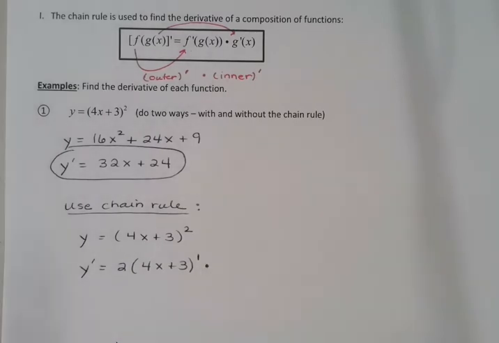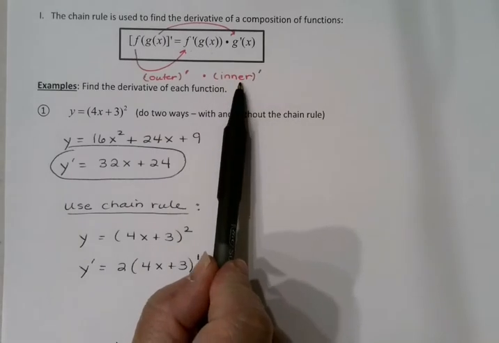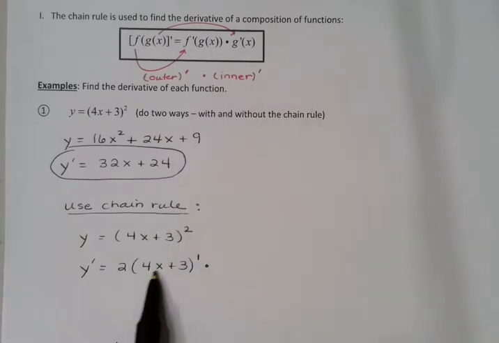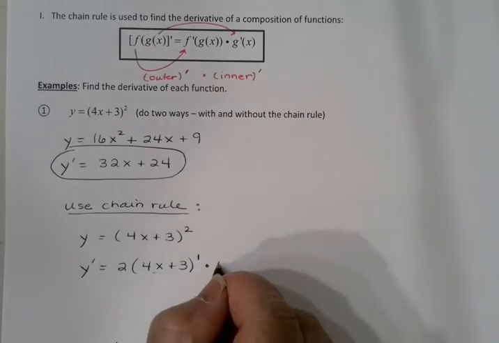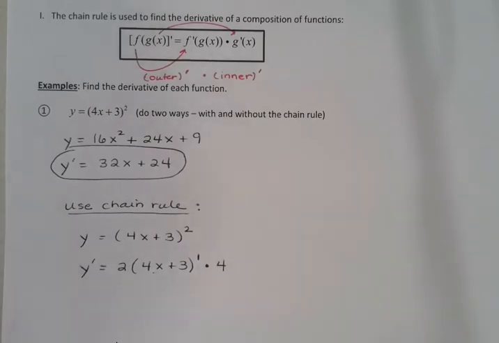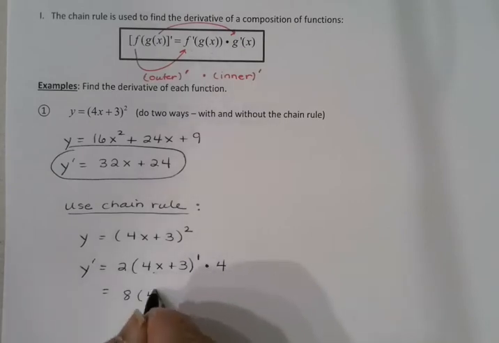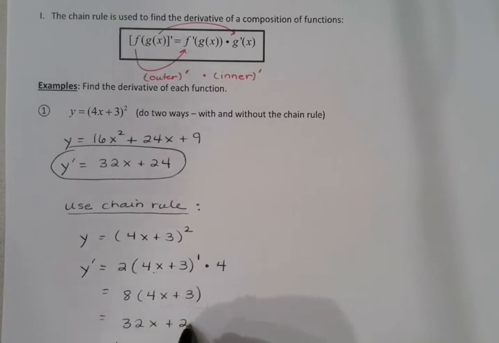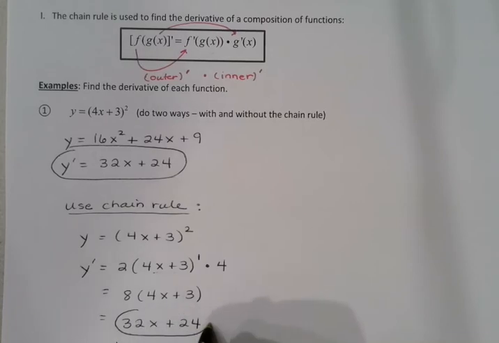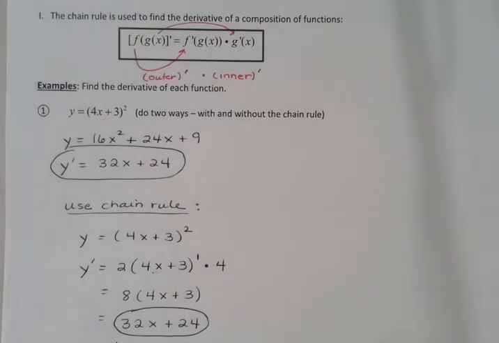And then I have to multiply by the derivative of the inner function. Well, the derivative of that inner function is just 4. So I end up with 4 times 2, or 8, times 4x plus 3, and there's that 32x plus 24 again. So the good news is, looks like everything works out, right? We got the same answers we would have gotten even without the chain rule.